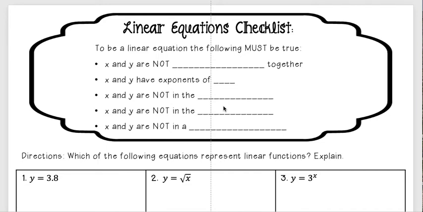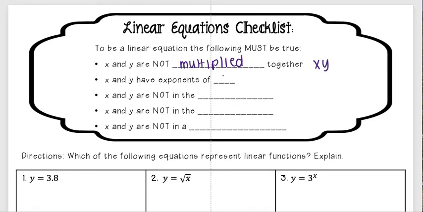So in this video, now we're going to look and see whether an equation is a linear function or not. And so we have some guidelines to determine whether an equation is linear or not. So to be a linear equation, the following must be true. X and y are not multiplied together. So basically that means I can't have an x and y right next to each other like that.